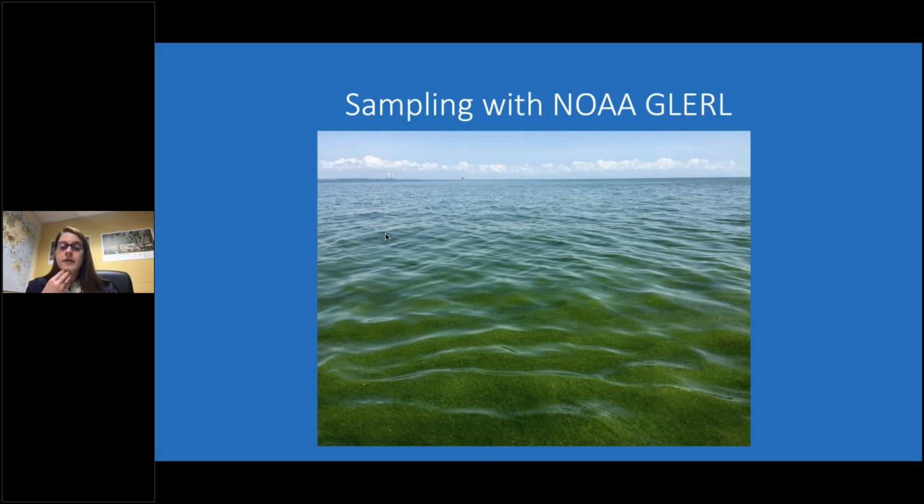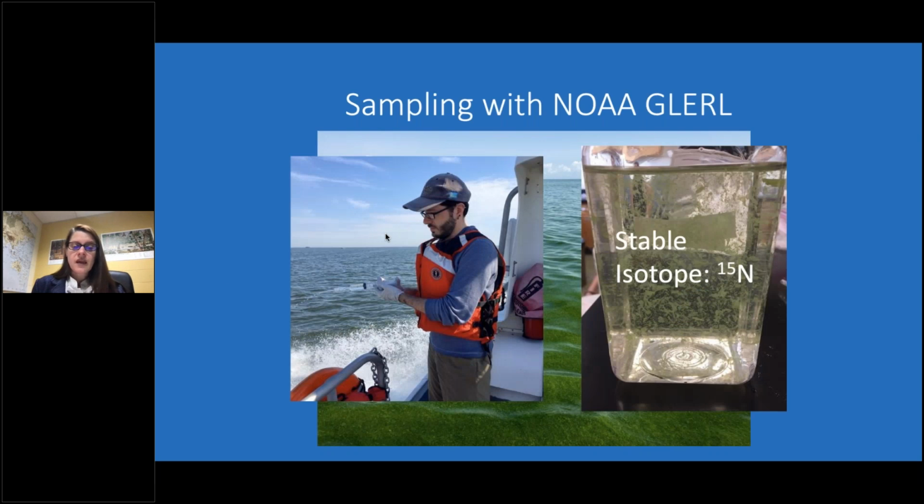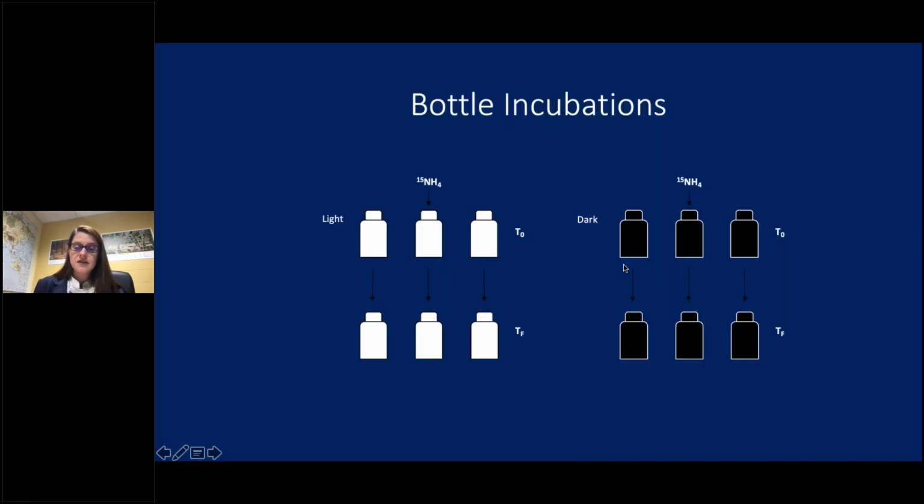All right, so Daniel went out with NOAA GLERL monthly for 2015, 2016, and 2017 as part of his PhD research. And he took a lot of the pictures here in addition to this being his data. And we relied on the NOAA GLERL monitoring for a lot of things, but Daniel took samples for his own nutrients, and he also did the stable isotope incubations. And it's a little bit complicated, but the idea is that you add a relatively high level of 15 ammonium. In this case, he added 8 micromolar. And you add it to triplicate bottles that you incubate in the light and triplicate bottles that you incubate in the dark. And then you leave those for 24 hours.